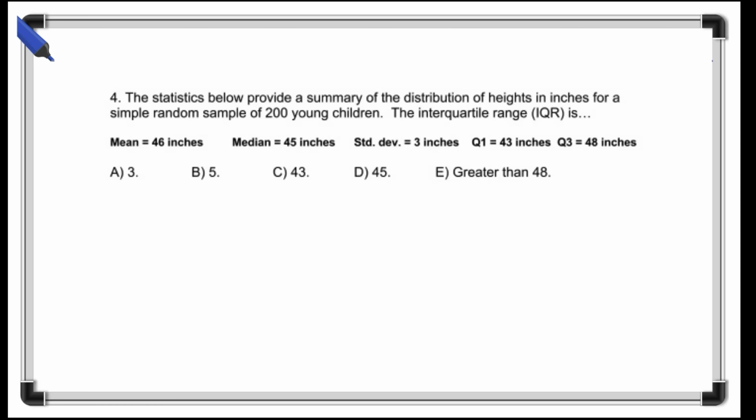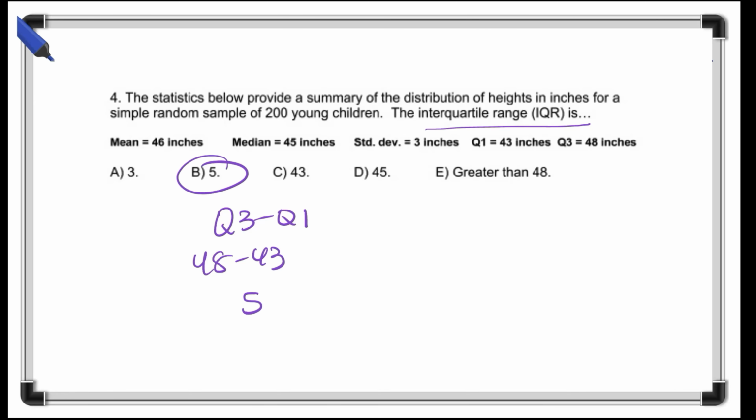Okay, so here we are given the data sample of 200 children, we want to find out what the IQR is. So again, that is Q3 minus Q1. So that's 48 minus 43, which is 5.